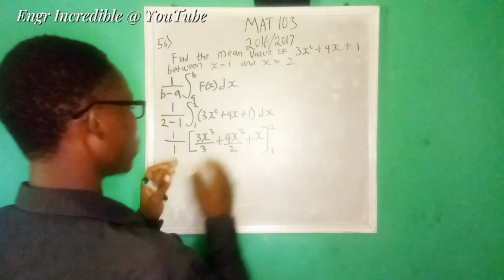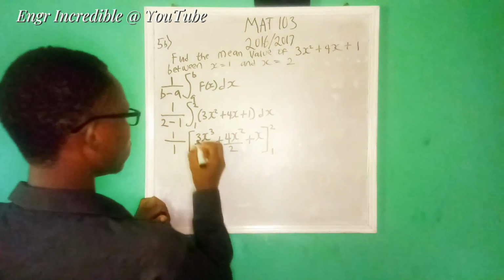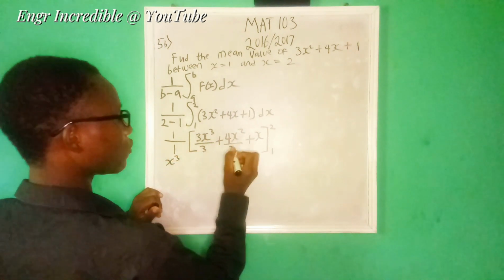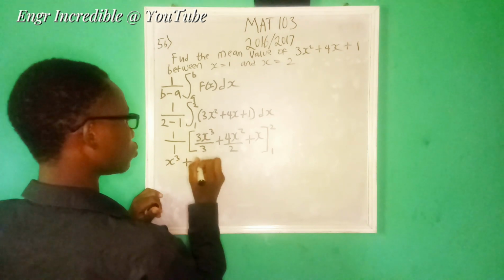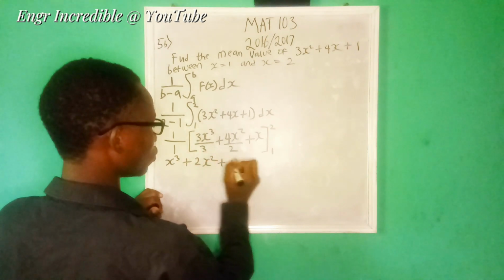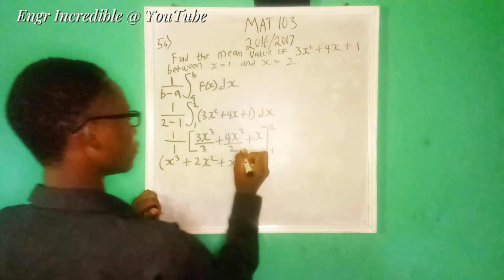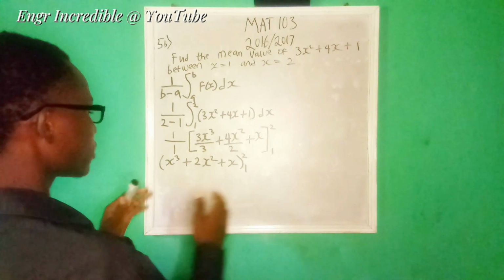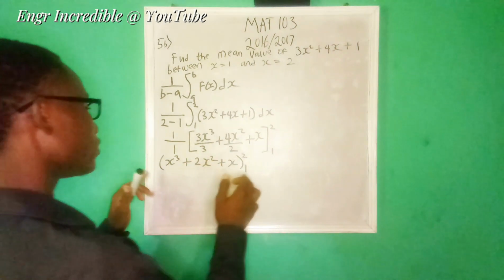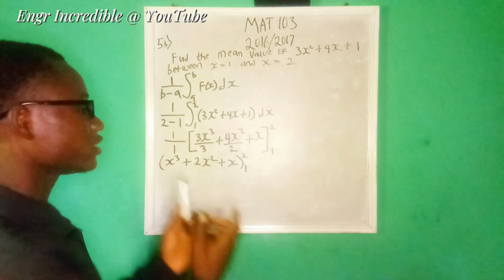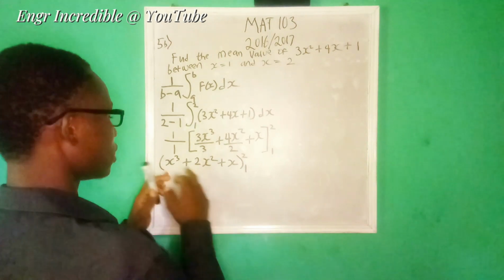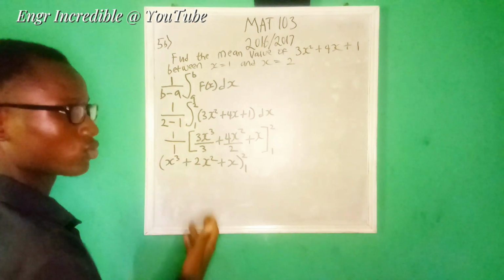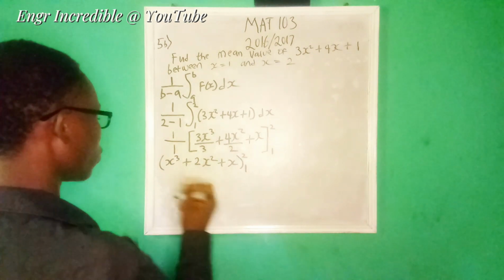So from here we are going to be simplifying it. We have 3 cancel 3 here. We have x cubed plus 4 over 2, which gives plus 2x squared, plus x, in brackets from 1 to 2, is what we are finding the value for. So right here, this means that we find the value when x is equal to 2 here, and when x is equal to 1 here, then you subtract the one for 1 from the one for 2.